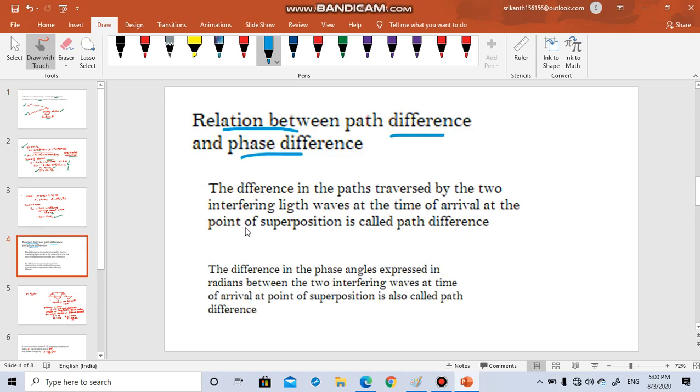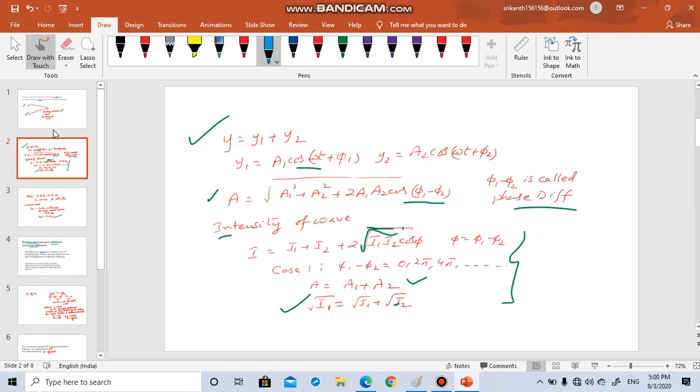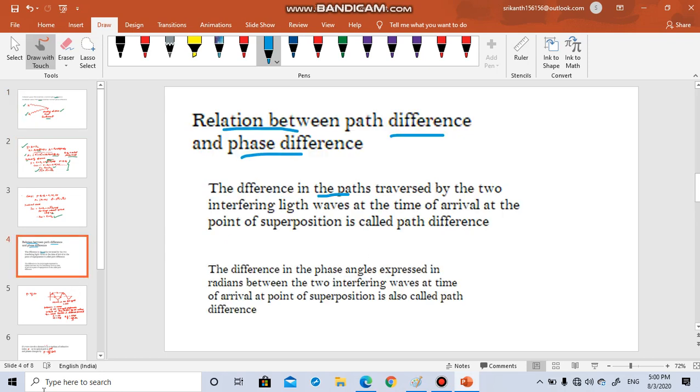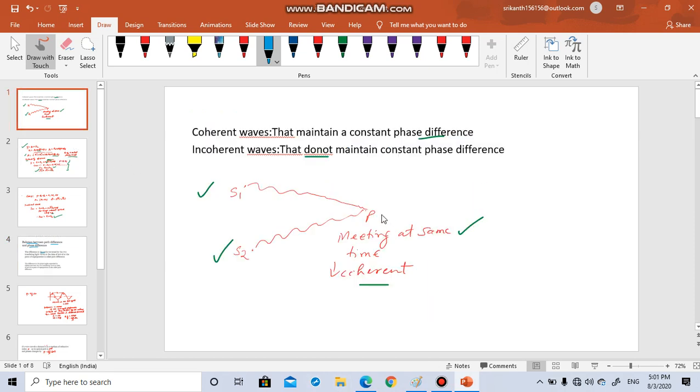Now when we talk about the difference in paths traversed by two interfering light waves, so here there are two interfering light waves, at the time of arrival at the point of superposition, it is called path difference. What is the point of superposition? Where are you doing the superposition here? You are doing it at P.